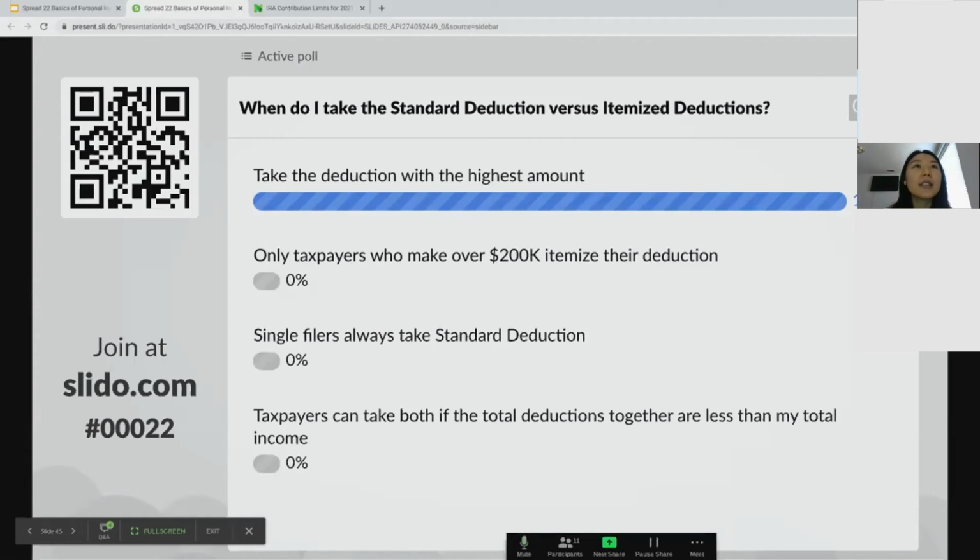You pick the deduction with the highest amount. So let's go through the wrong answers. Only taxpayers who make over 20K can itemize deductions. That's not true. Anyone can itemize their deductions. Single filers always take the standard deduction. That's not true. You pick whichever one is the highest. Taxpayers can take both if total deductions together are less than my total income. That's false because you cannot take both. You can only pick one or the other. Okay, good job, guys.